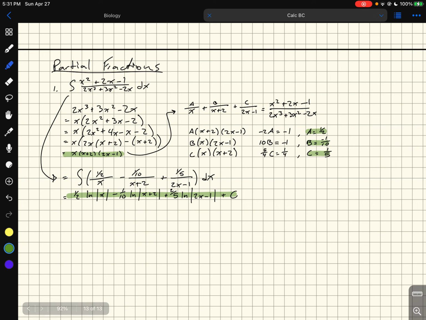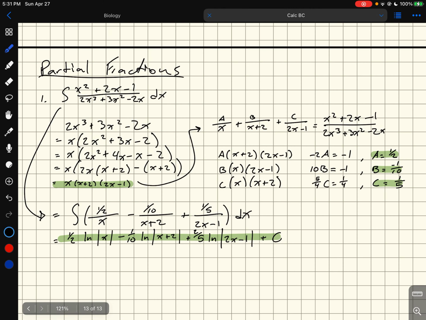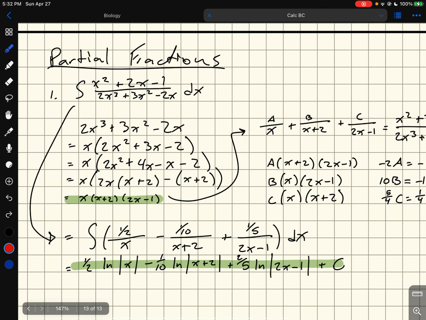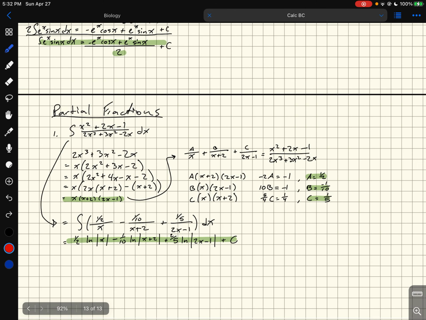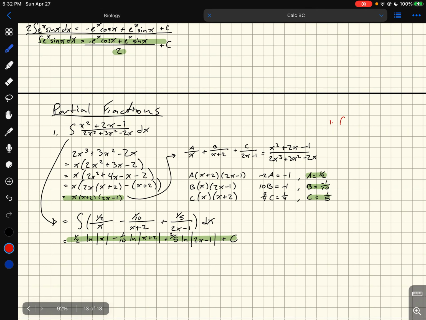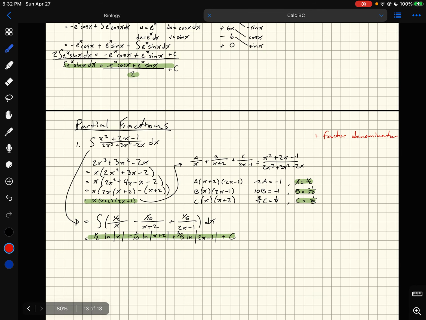Okay, those are partial fractions. So remember, I'm going to recap one more time, because repetition. You have a fraction that you don't know how to integrate. We want to split it back up into little fractions. So to do that, we first have to factor the denominator. So step 1, I'm going to write step 1 over here. Factor denominator. So that's step 1. I'm going to move this over.